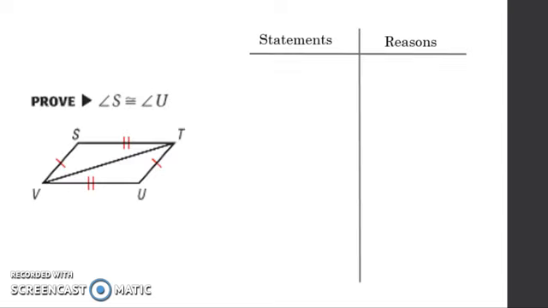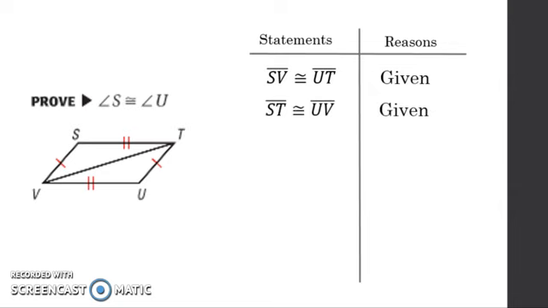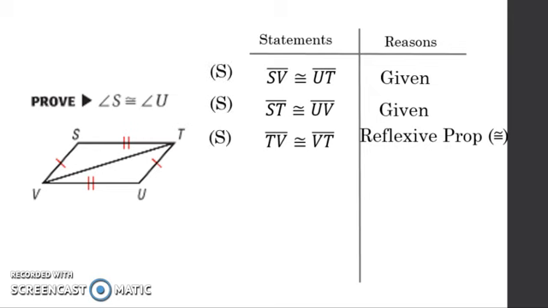So first here, to prove that angle S is congruent to angle U, we need to know that the triangles are congruent. Well, we're given that SV is congruent to UT. We're given that ST is congruent to UV. That's by the diagram. We know that TV is congruent to VT by the reflexive property because they overlap. And this is side, side, side, so the triangles are congruent by SSS.